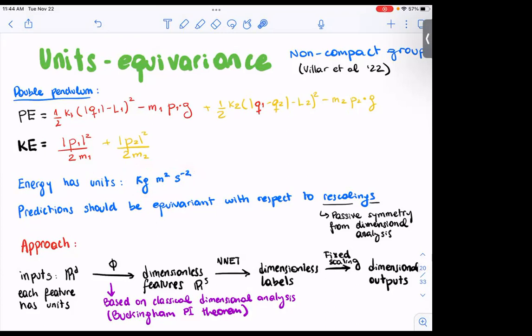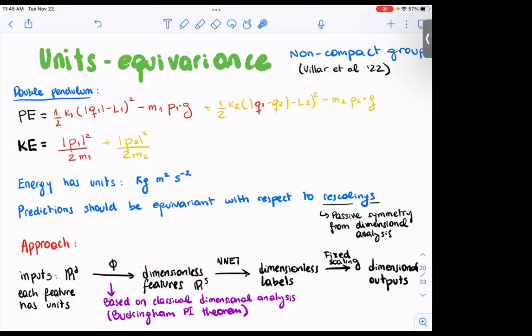The prediction should have the same transformation done to it, right? And so that is a symmetry that you can incorporate into your model. The way you can incorporate a symmetry with respect to rescalings is by doing the following. You take your input features, which are masses and lengths and so on. All of them have units, and then you can construct a basis of dimensionless features by constructing features that cancel out these units, and then learn a function of these dimensionless features, and then rescale it back with a fixed scaling at the end.